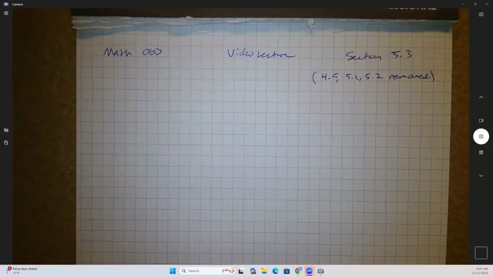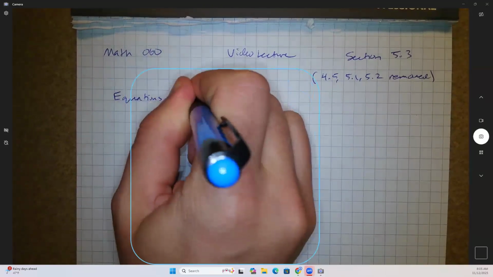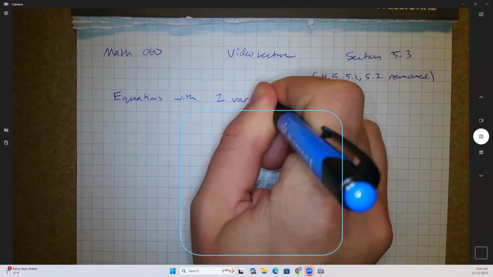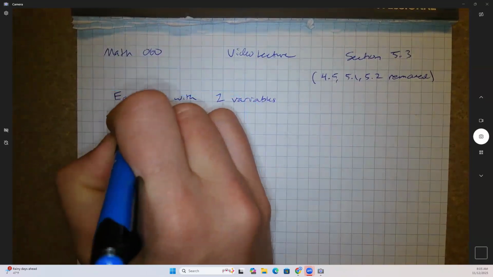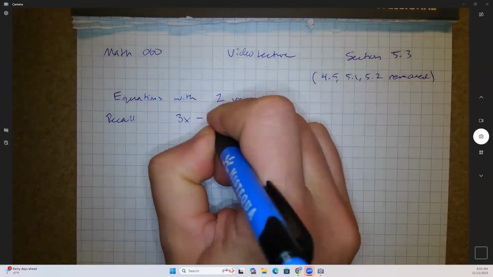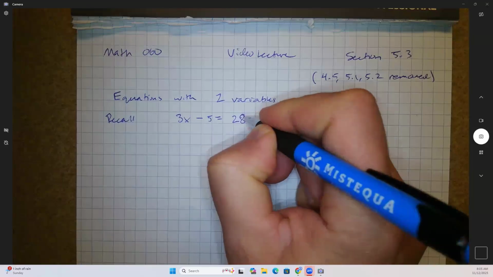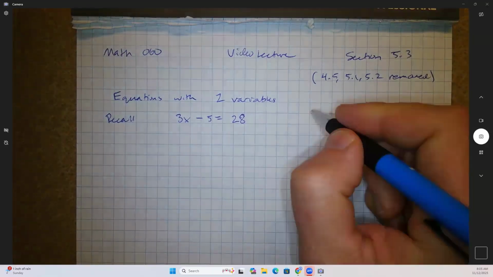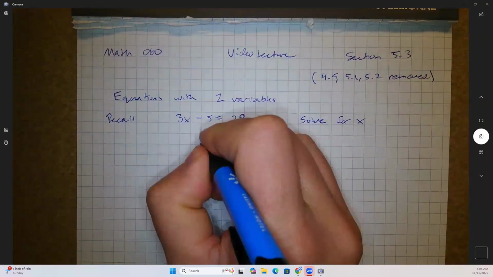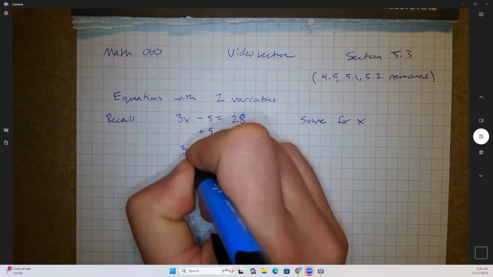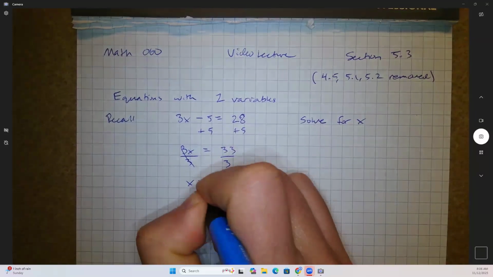So section 5.3 is equations with two variables. So far, all our equations have involved one variable, something like 3x minus 5 equals 28. And if we want to solve, we'll be solving for that one variable: add 5 to both sides, get 3x equals 33, divide both sides by 3, and you get x equals 11.